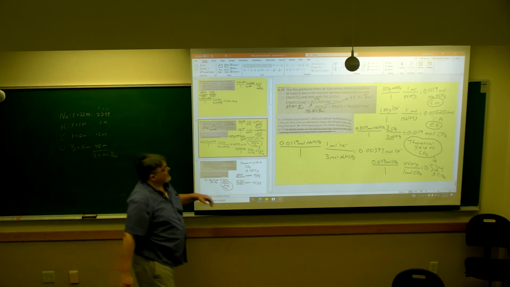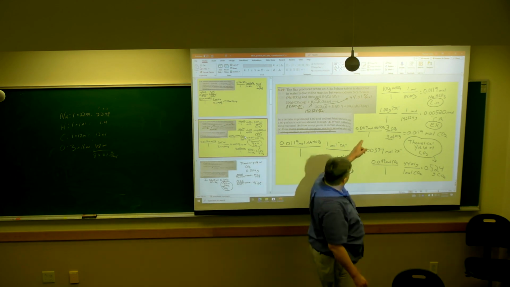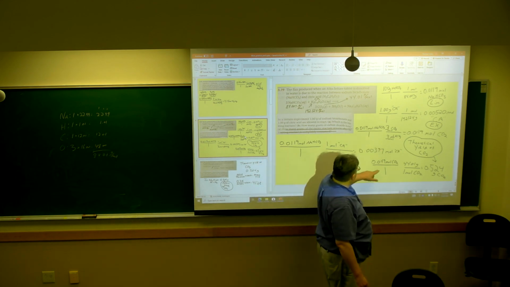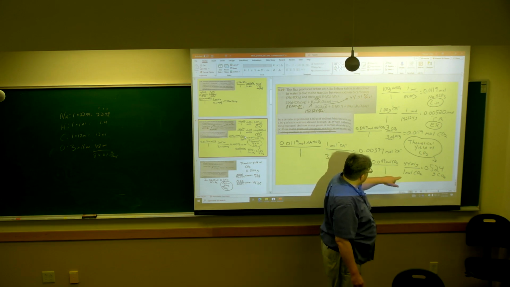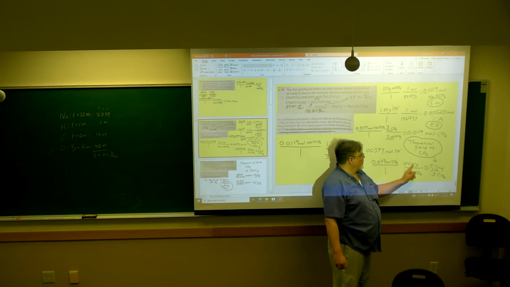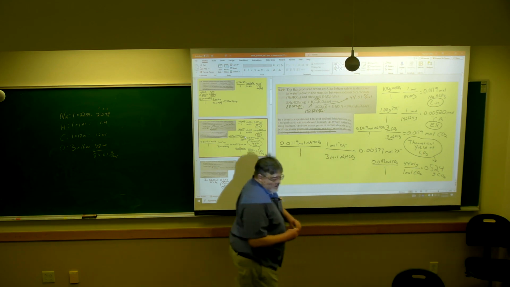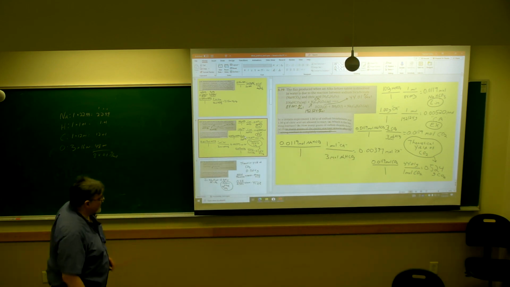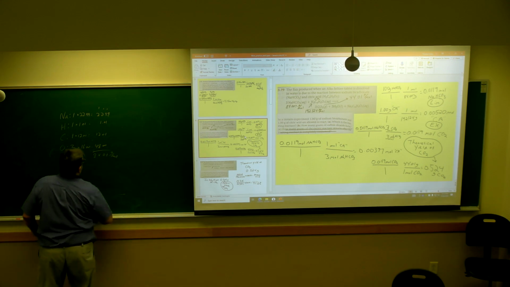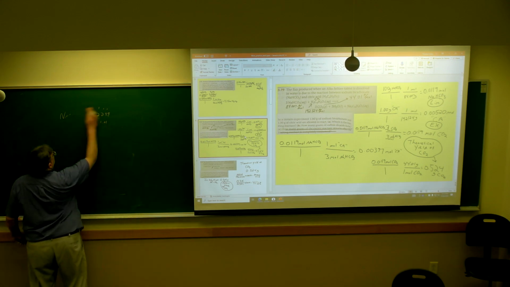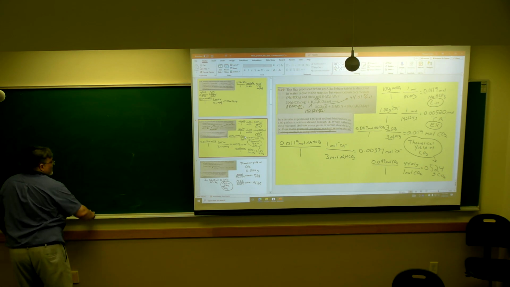So if you calculate those, I must have calculated CO2 somewhere. Yeah, CO2 was 44.01 grams per mole. All right, so I'll use the grams per mole that's over there.